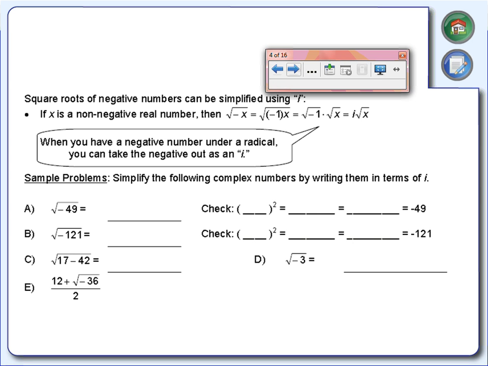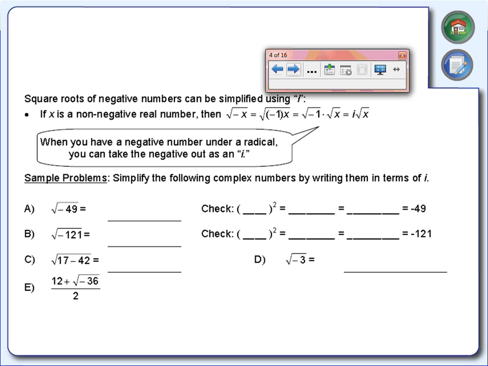Here it says the square root of negative numbers can be simplified using an i. If x is a non-negative real number, then the square root of a negative x would be equal to the square root of a negative 1 times x, which is equal to the square root of a negative 1 times the square root of x, which is equal to i square root of x. Y'all get that? You ready for the quiz now? No, that didn't make a whole lot of sense. It'll make more sense once we look at some examples. So let's take a look at some examples so we can understand what the heck that's saying.